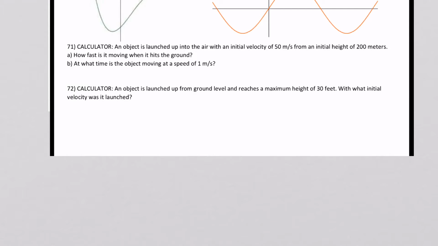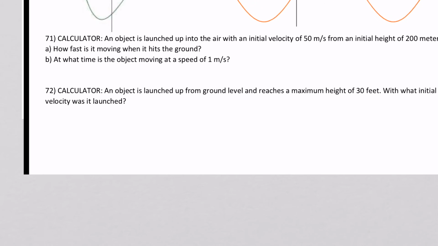Alright, here's a good problem. An object is launched up from ground level and reaches a maximum height of 30 feet. With what initial velocity was it launched? So let's start writing our position model.